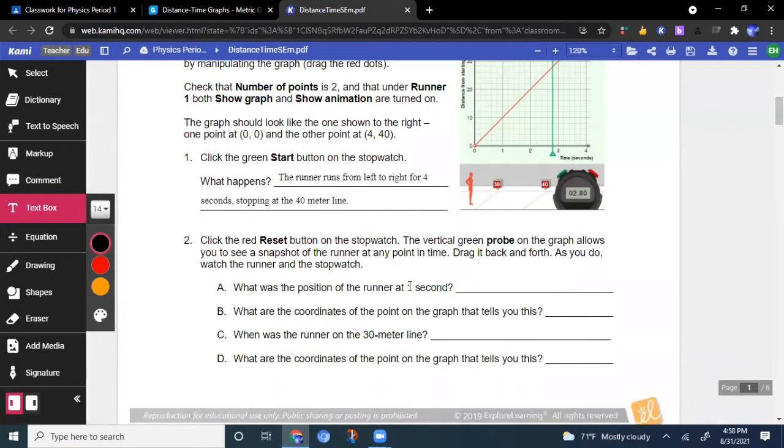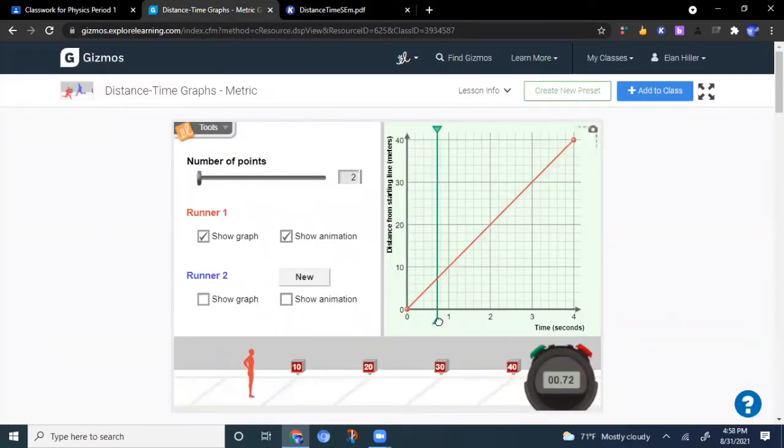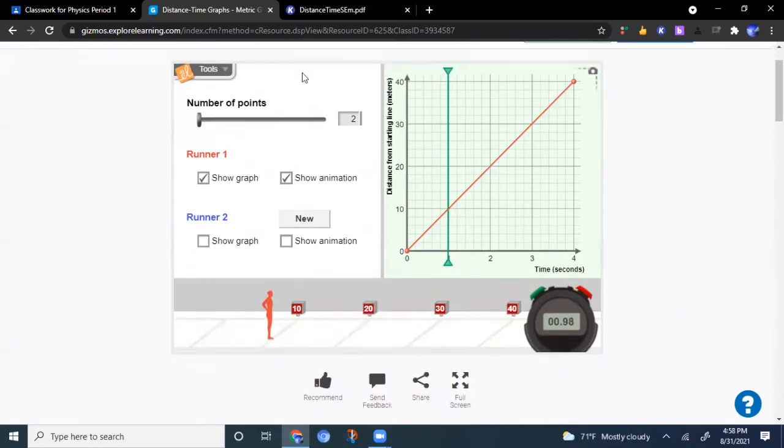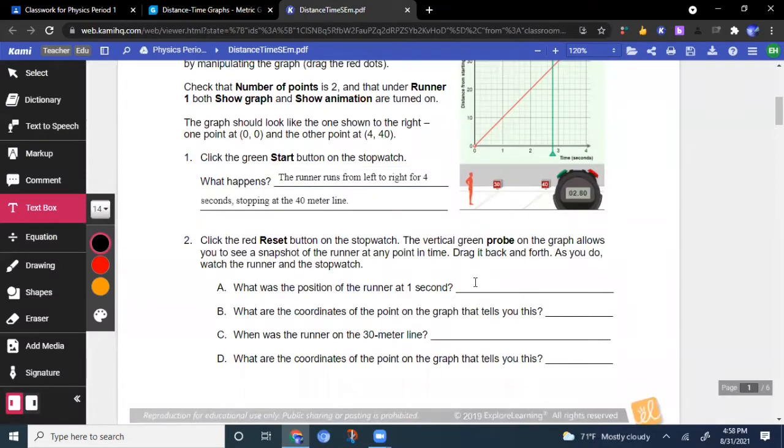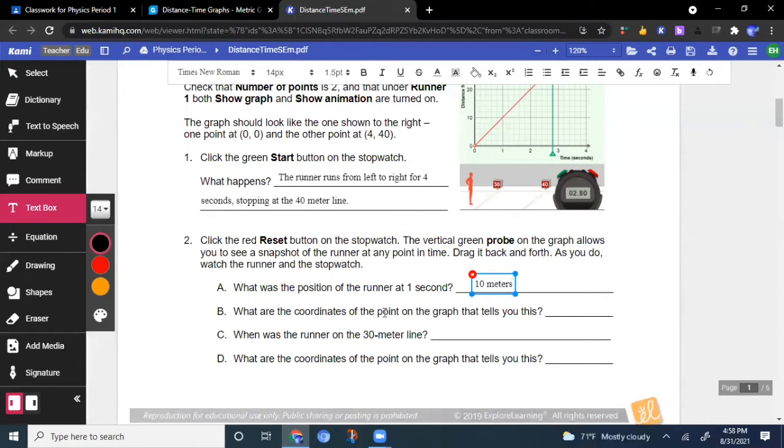What was the position of the runner at 1 second? At 1 second, we can see the runner's toes are at 10 meters. What are the coordinates of this point? Well, the coordinates would be an x-y coordinate pair, or a time-distance coordinate pair. So the time would be 1 second, comma, 10 meters. So (1, 10) would be the coordinate pair.